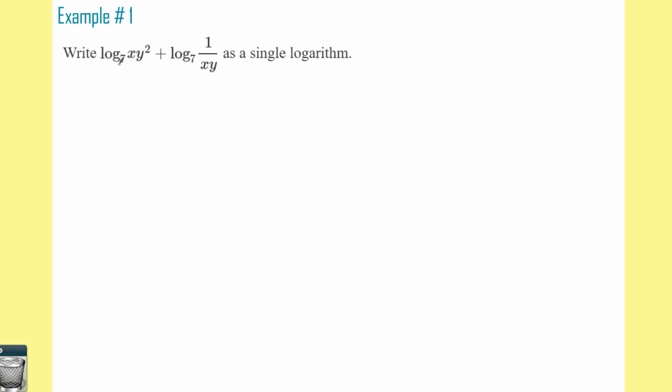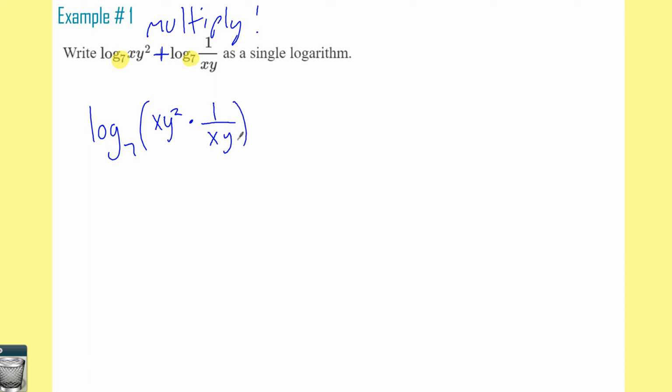So this one, they have the same base. That's step 1. You've got to make sure they have the same base. You can't do this otherwise. So it's addition, so we're going to multiply. So we're going to do log base 7 of xy squared times 1 over xy. So now we can combine them. The x's cancel because you get that over 1. The y's also simplify, so we get log base 7 of y.